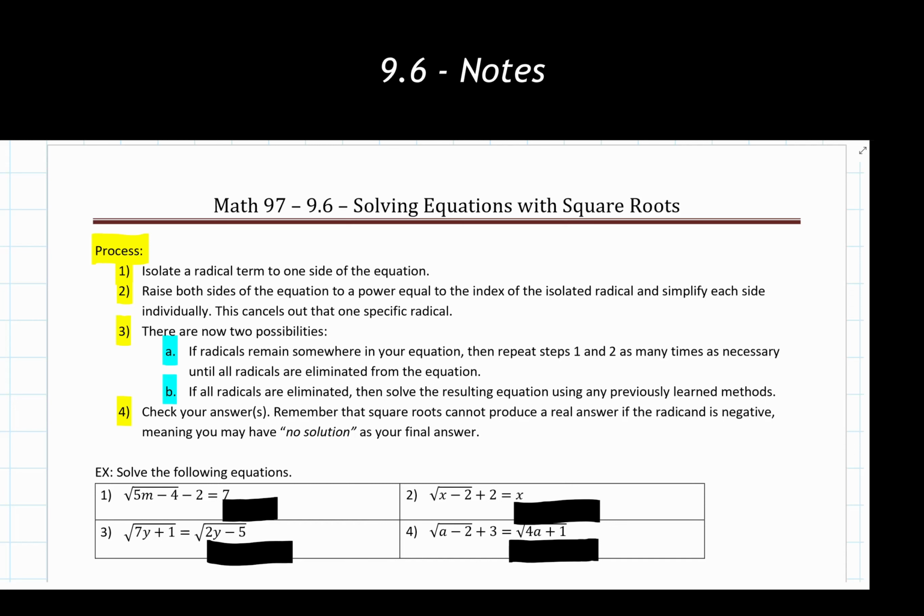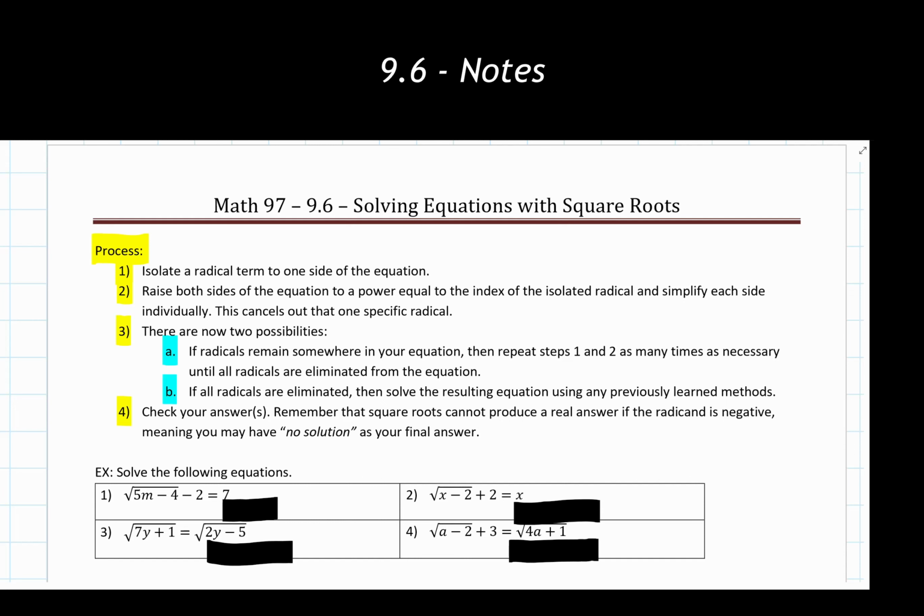So at the beginning of this, the first thing that we want to do is isolate a radical term to one side of the equation. Now, the wording with this is very, very important because we are going to see problems, as you might be seeing down below with example 3 and example 4, that have multiple radicals. So our goal at the beginning is to isolate a radical term to one side of the equation. We just want one of the radicals all by itself. We'll deal with the second one later on if it shows up.